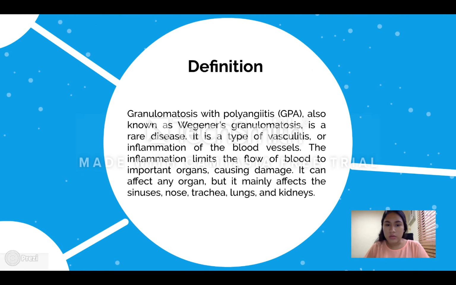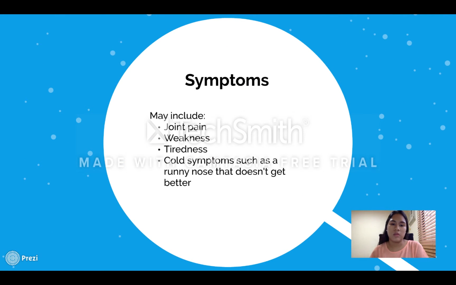Definition: Granulomatosis with polyangiitis, also known as Wegener granulomatosis, is a rare disease. It is a type of vasculitis, or inflammation of the blood vessels. The inflammation limits the flow of blood to important organs, causing damage. It can affect any organ, but it mainly affects the sinuses, nose, trachea, lungs, and kidneys. Symptoms may include joint pain, weakness, tiredness, and cold symptoms such as a runny nose that doesn't get better.